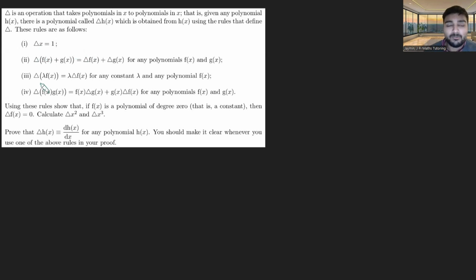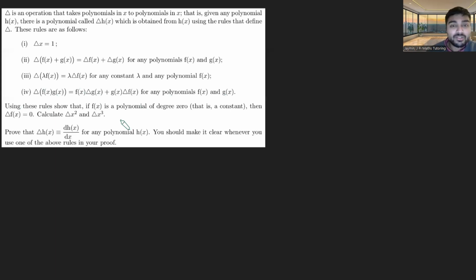These rules are as follows. Triangle of X equals 1. Triangle of f of x plus g of x equals triangle of f of x plus triangle of g of x for all polynomials f and g. Triangle of lambda f of x equals lambda times triangle of f of x for any constant lambda and any polynomial f of x. And finally, triangle of f of x times g of x equals f of x triangle g of x plus g of x triangle f of x for all polynomials f and g. You can maybe see where this problem's going.